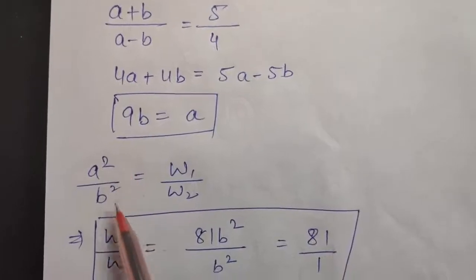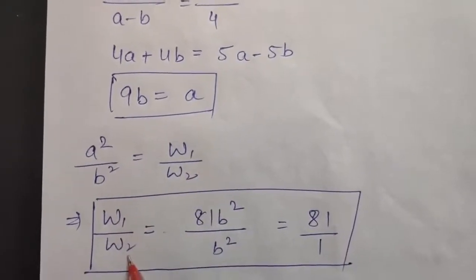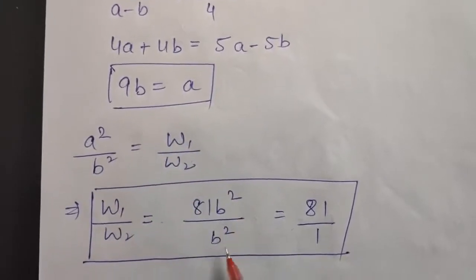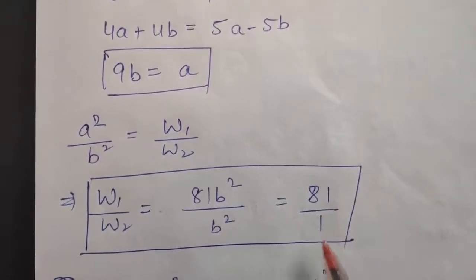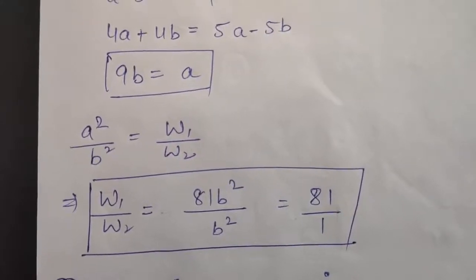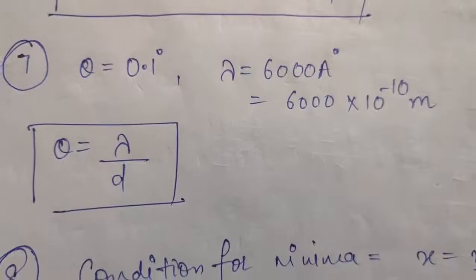Now A square upon B square is equal to W1 upon W2. So to calculate W1 upon W2, put the value of A, that is 9B, so 81B square upon B square. This will cancel out, so you will get 81 upon 1. So this is the ratio of width of the two slits. Question number 7 is an easy question. You are given angular width and you are given wavelength.